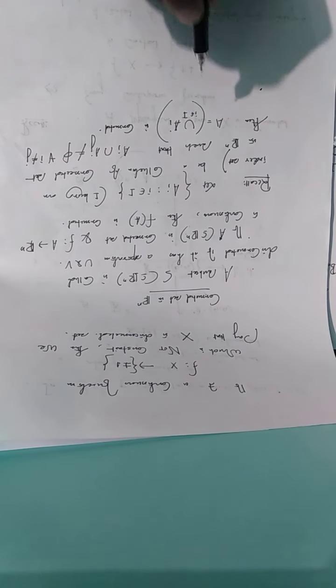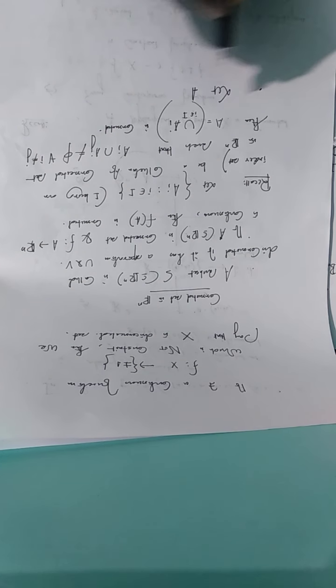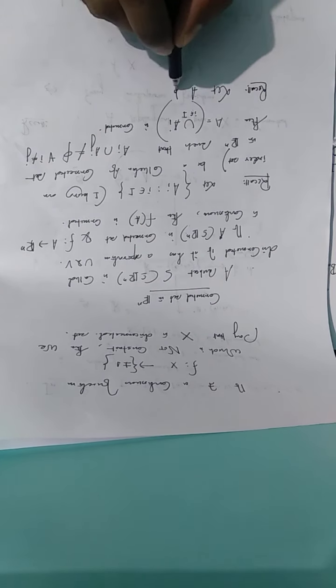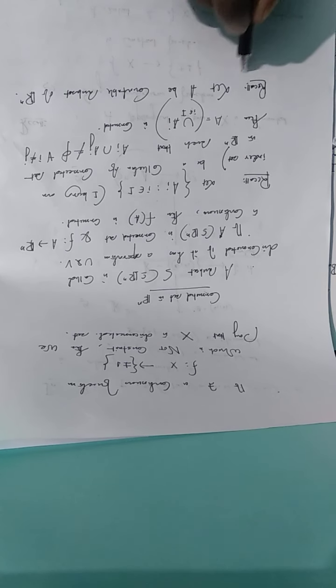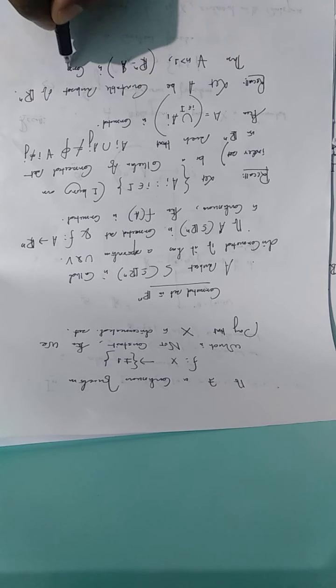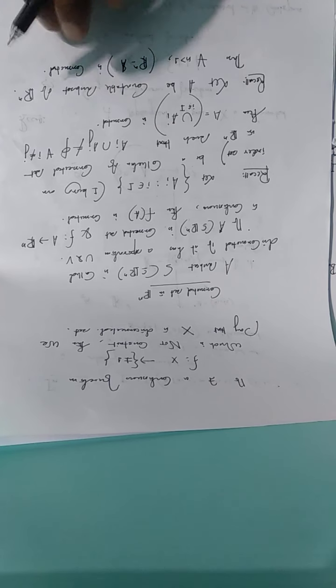Next, recall, let A be a countable subset of R^n, then for all n greater than 1, R^n minus A is connected.